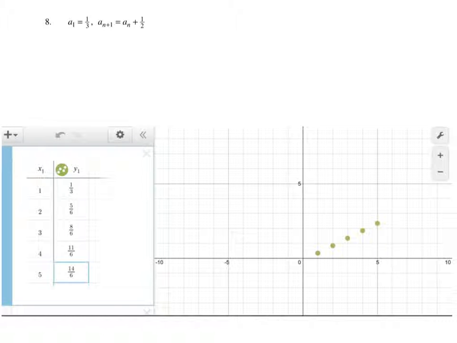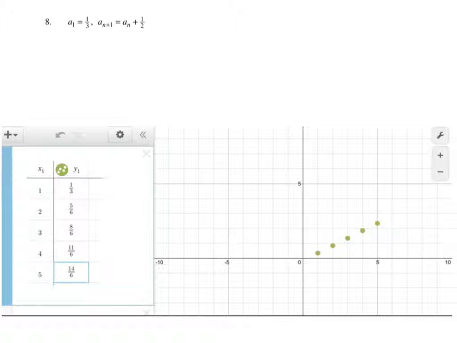Alright, so taking a look at number 8, we know a couple things. First off, we know that the first term is going to be 1/3. And just by taking a look at this, I know that the difference is going to be 1/2. I know that because this is the recursive form, because we have a subset n plus 1 is equal to a subset n plus 1/2. Remember what this means. It just means that the next term is going to be the previous term plus 1/2.